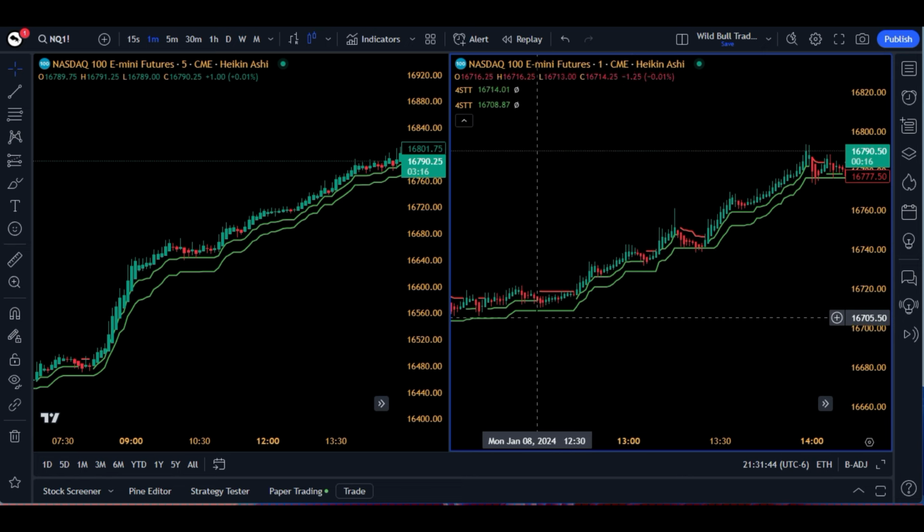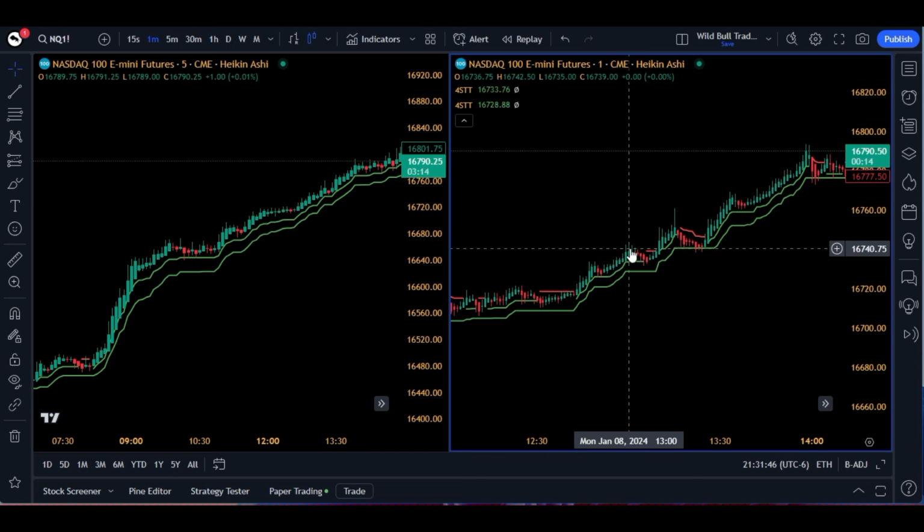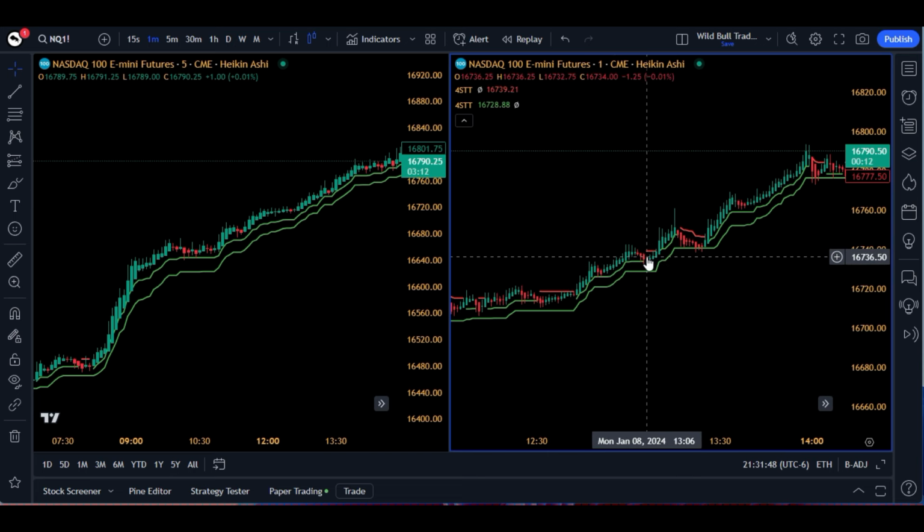So it's easy to jump in and be with the trend, and then get out of that market when the trend is broken, when the moving average breaks and the downside moving average comes into play.